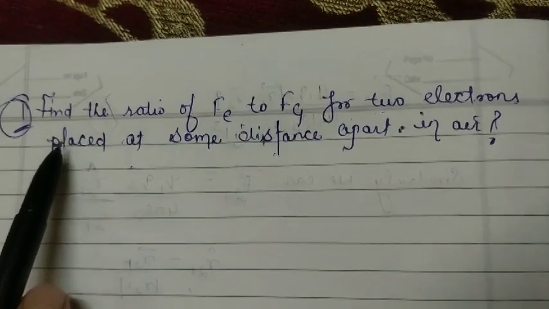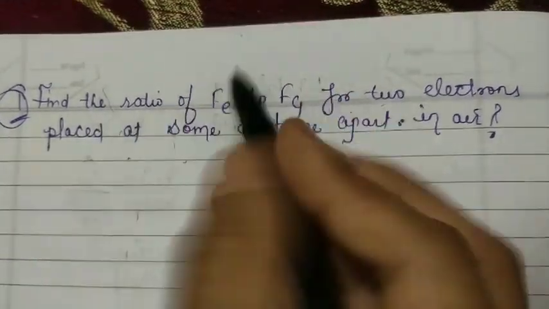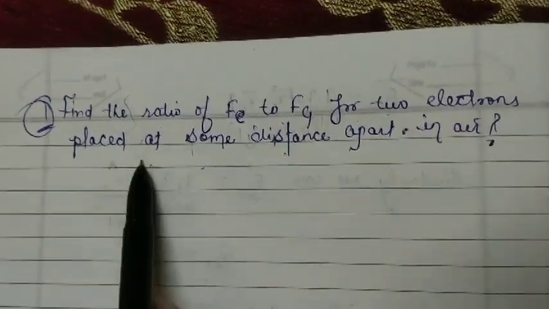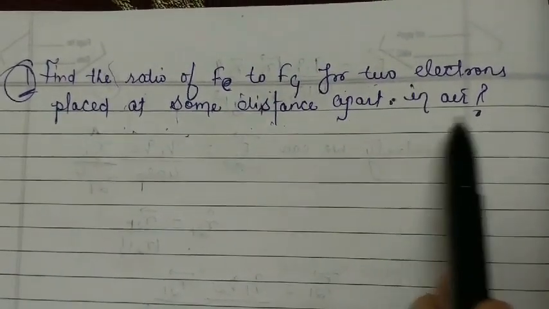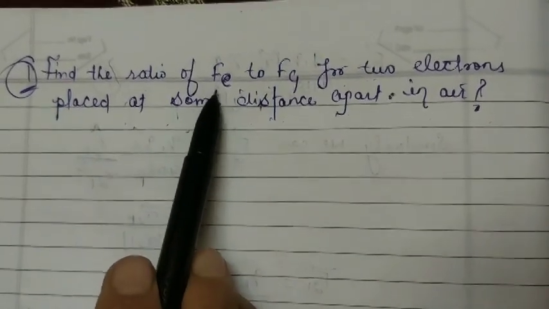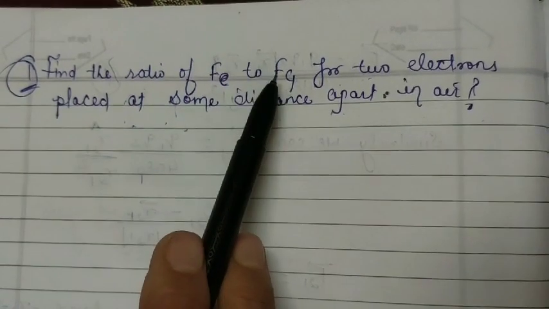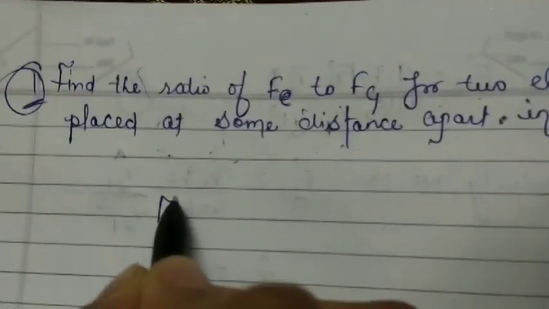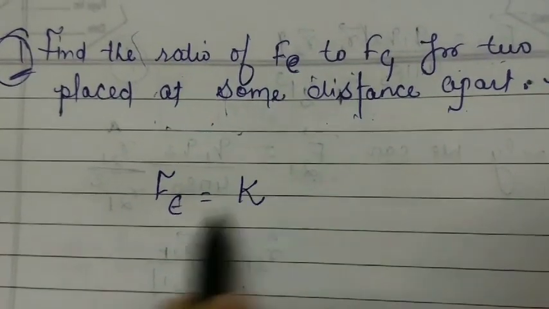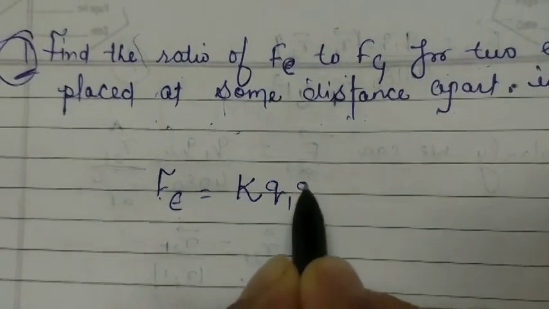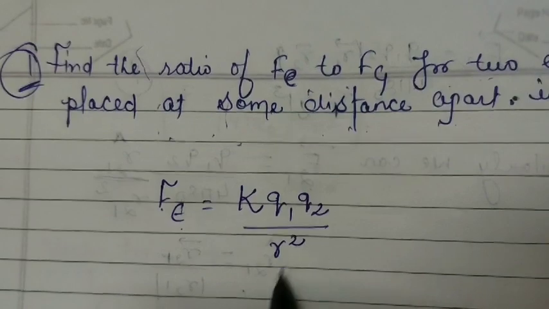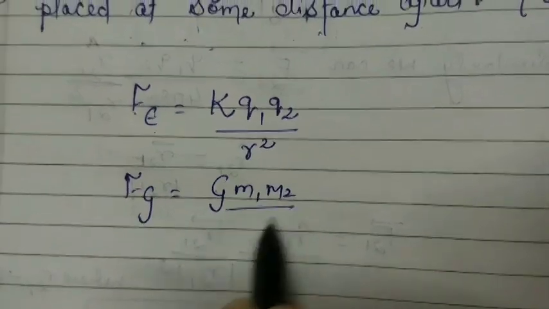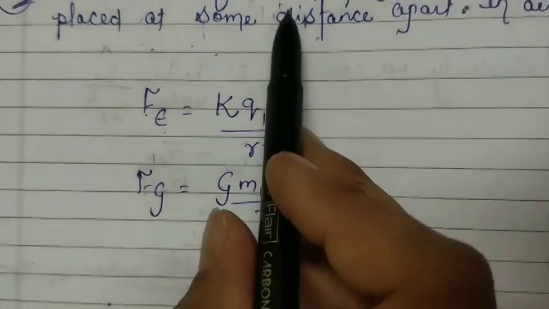Next, we will do one numerical. Find the ratio of electrostatic force to gravitational force for two electrons placed at some distance apart in air. We have to find the ratio between electrostatic force and gravitational force for two electrons. As we know, the formula of electrostatic force is K Q1 Q2 divided by R square, and gravitational force is G M1 M2 divided by R square. We have to find the ratio.